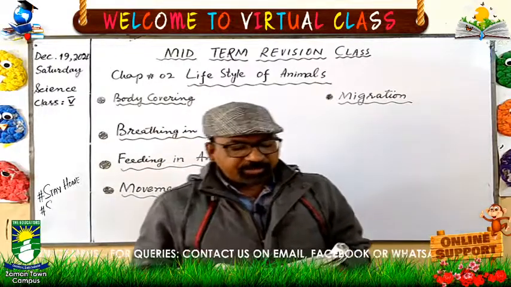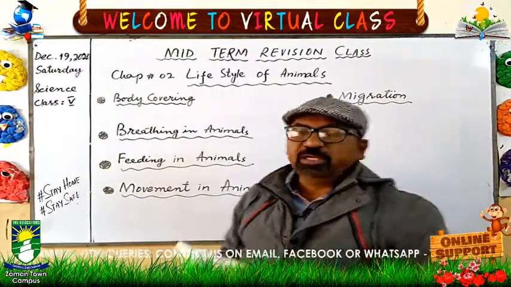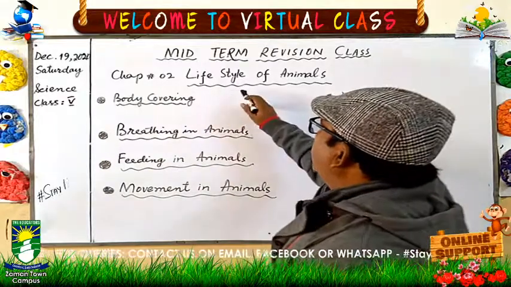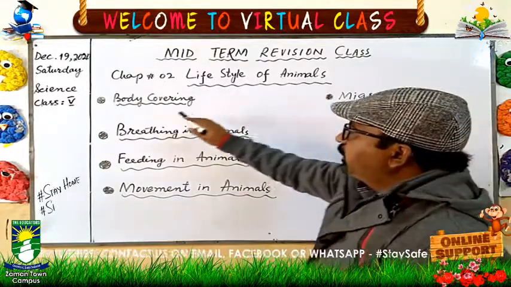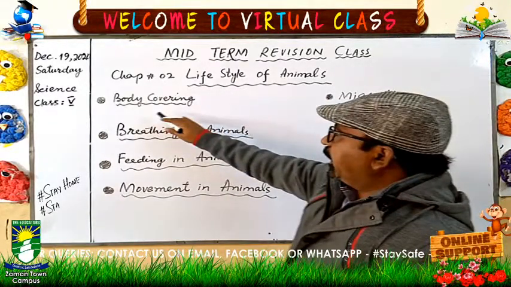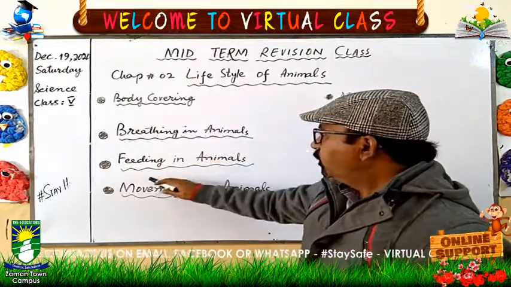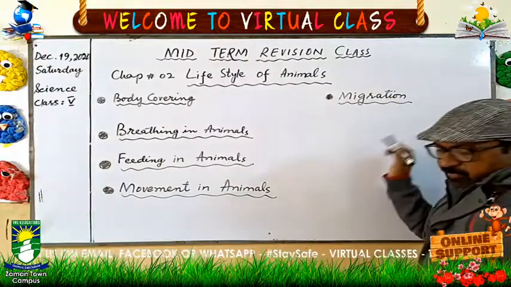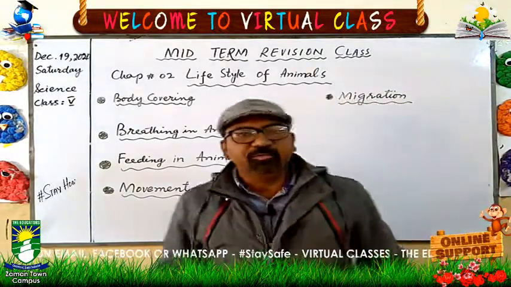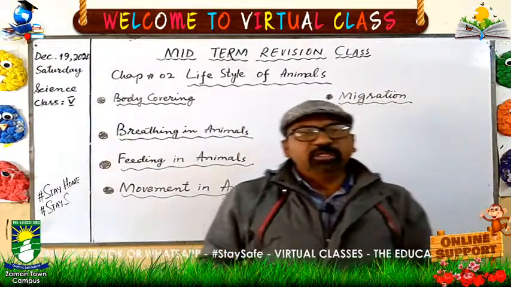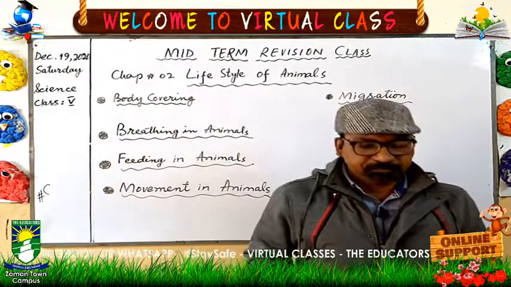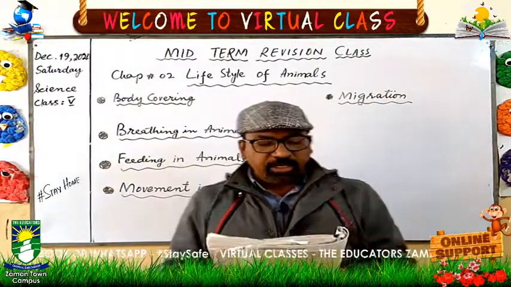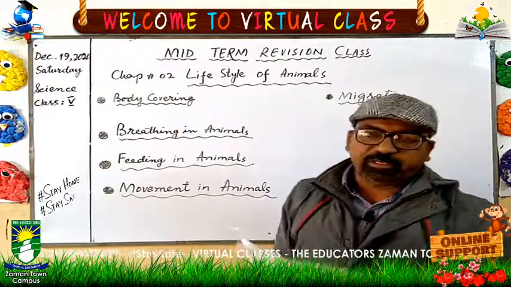And the next topics which we will discuss today about the lifestyle of the animal are body covering of animal, breathing in animal, feeding in animal, movement in animal, and migration. Because sometimes animals have to migrate from one place to another, which we will discuss later. The first one is body covering.